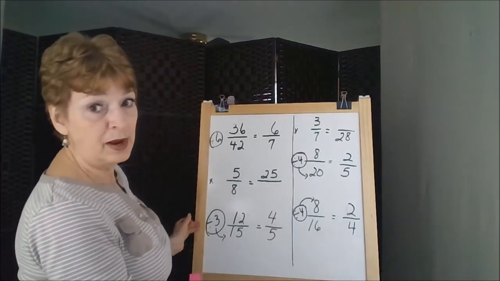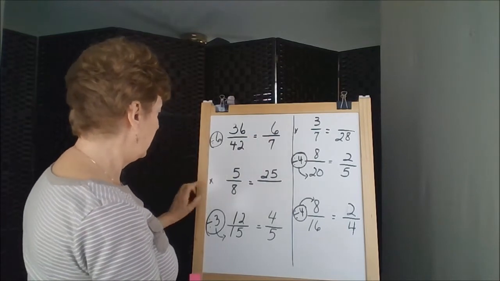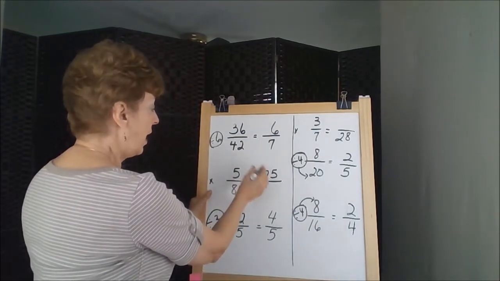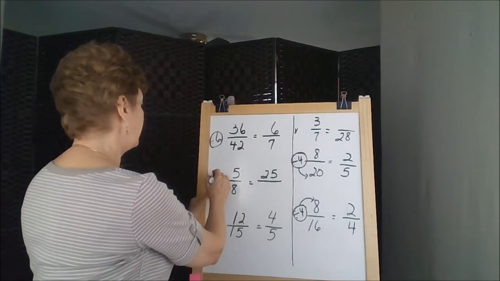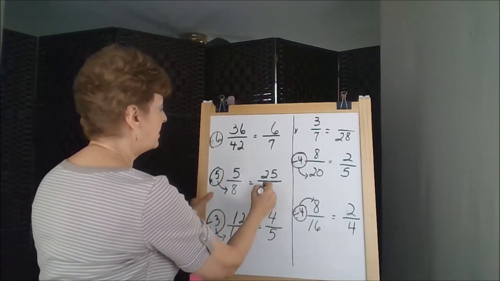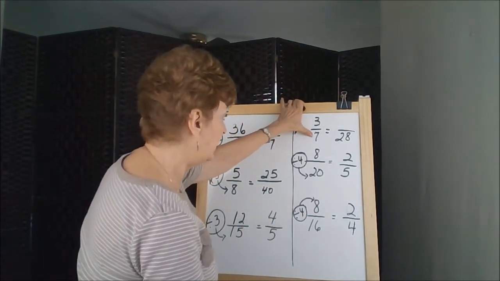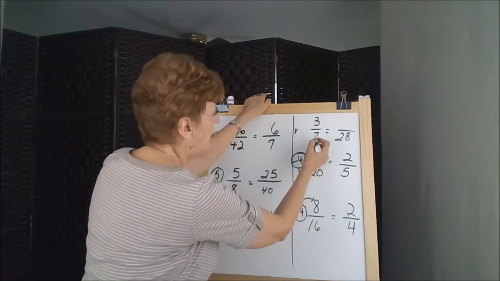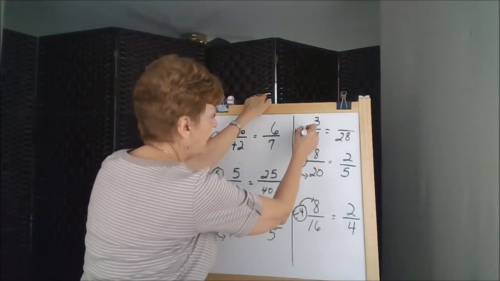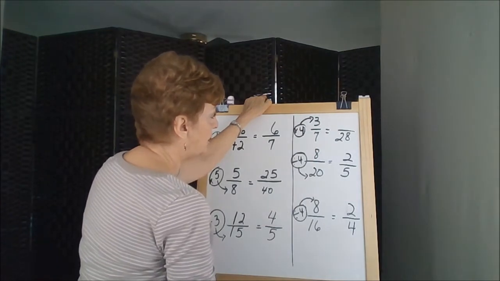Now I'll go back in my worksheet and catch the multiplication problems. 5 times what is 25? 5 times 5 is 25. So 5 times 8 is 40. What times 7 is 28? 4 times 7 is 28. Let's use the 4 on the numerator. 4 times 3 is 12.